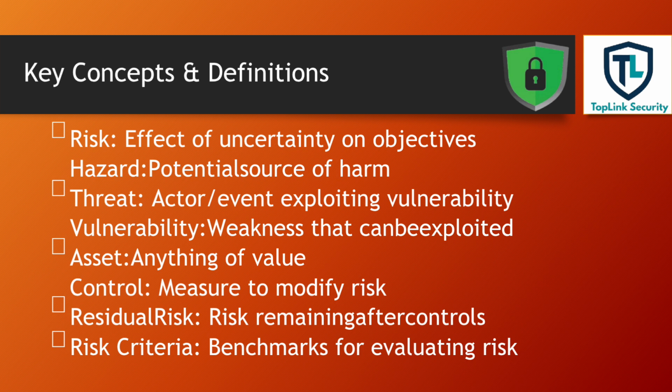The key terms and definitions. First term is risk. The effect of uncertainty on objectives, which is potential for loss, harm, or missed opportunity. An example is a hospital risk where a patient data breach can happen because of lack of encryption protocols.